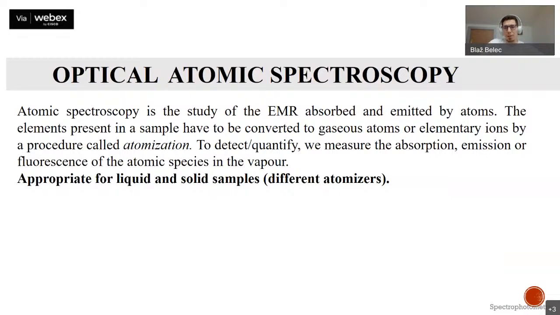The first method regarding spectrophotometry is optical atomic spectroscopy. It is the study of electromagnetic radiation which is absorbed and emitted by atoms. The first condition is that the elements present in the sample have to be in a gaseous state or in elementary ions. This we can achieve with atomization. This method is appropriate for liquid and solid samples, but depending on the sample, we use different atomizers to gasify the sample.